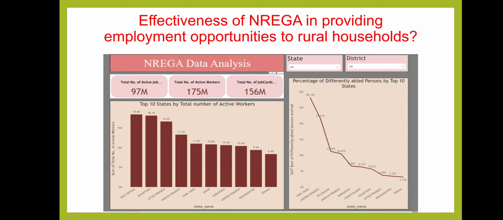Here we have done two visuals: top 10 states by total number of active workers. Here the top state is West Bengal with 18.4 million active workers. And the second visual is the percentage of differently abled persons by top 10 states. Here Tamil Nadu has the highest percentage of 28.14%.